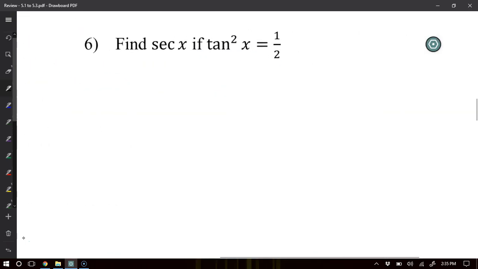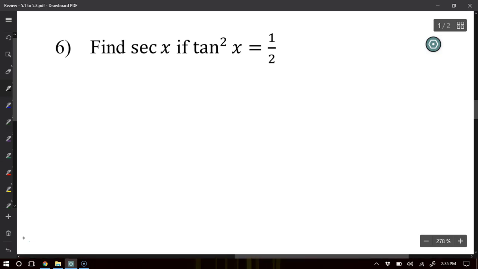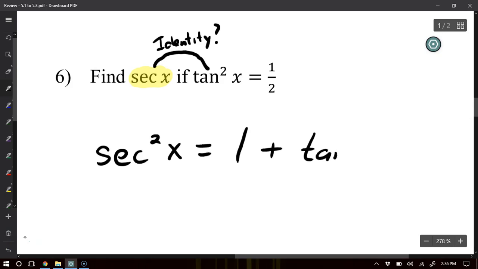Let's look at number 6. Now, number 6 is a little bit different. We're not verifying in number 6. We're asked to find secant of x if we're given tangent squared of x. So I'm going to want to solve for this. Well, I want to find which trig identity, which formula links secant to tangent. If we were to look at our formula sheet, we would see that secant squared of x equals 1 plus tangent squared of x.